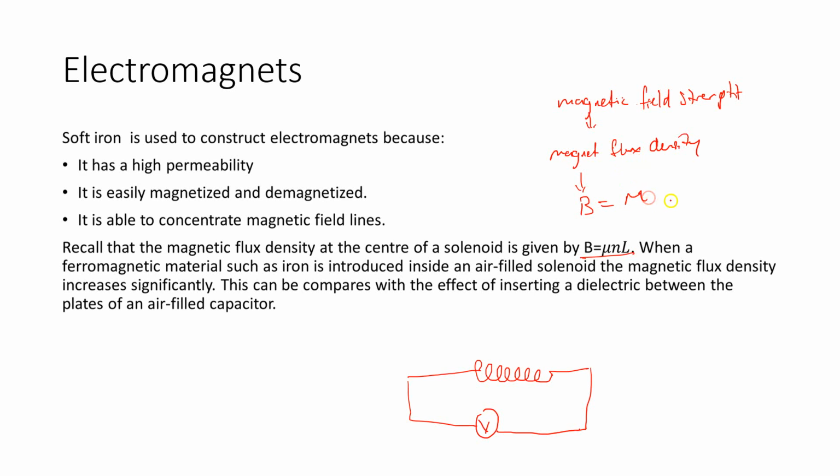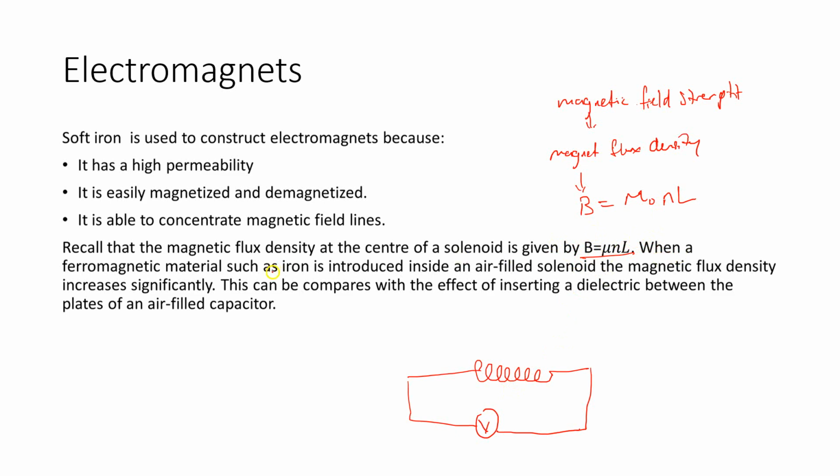Now, mu, as you would have heard probably in the previous lesson, speaks to the permeability of the material, and that is a constant, right? Times the number of turns, times the length of the solenoid, all right? So we could actually find out the magnetic flux density.